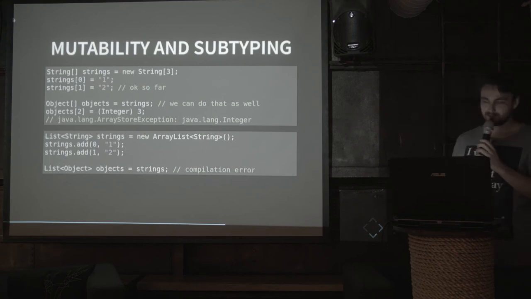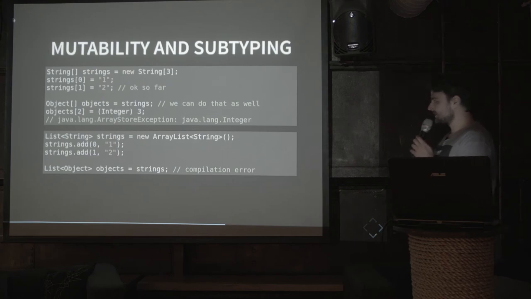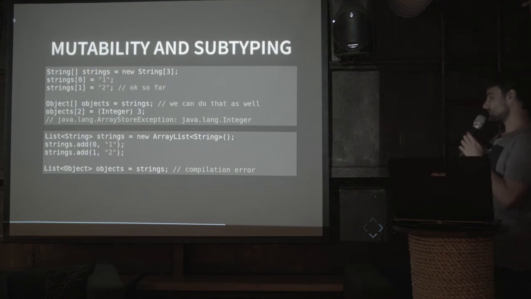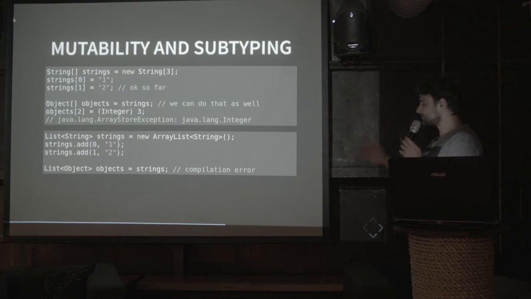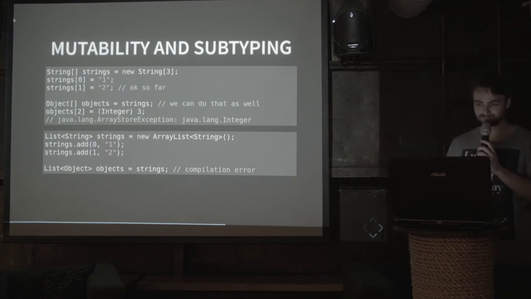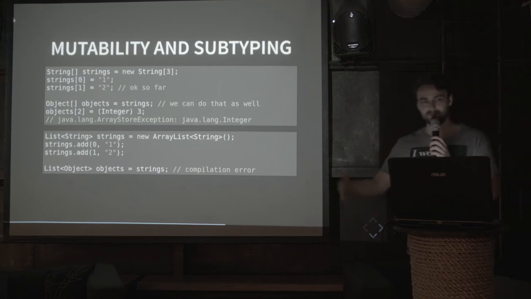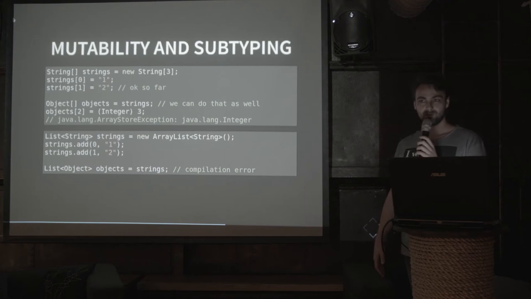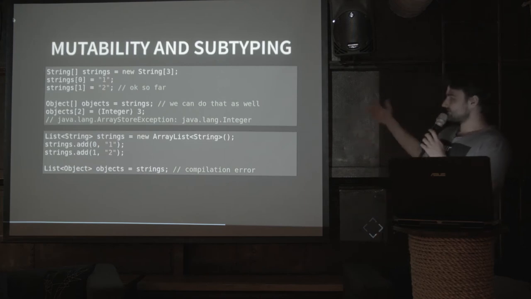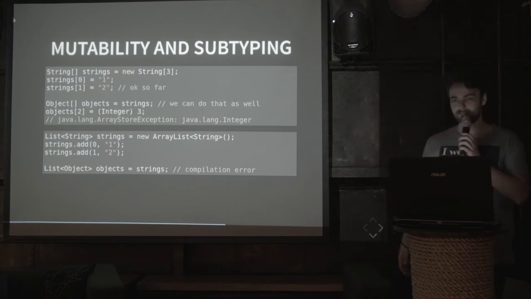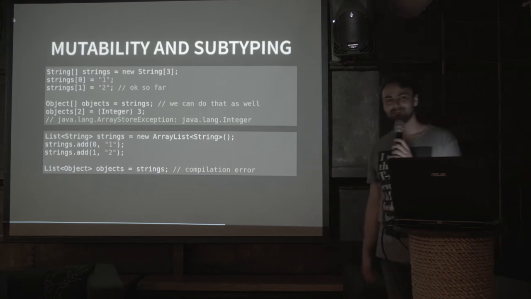Meanwhile, if you do the same thing with a list, like a list of strings, and if you try to use a list of strings as a list of objects, the compiler would fail. So what would be the expected behavior if you have such a situation, and which of them would you expect to be the correct one or incorrect one? Any ideas?